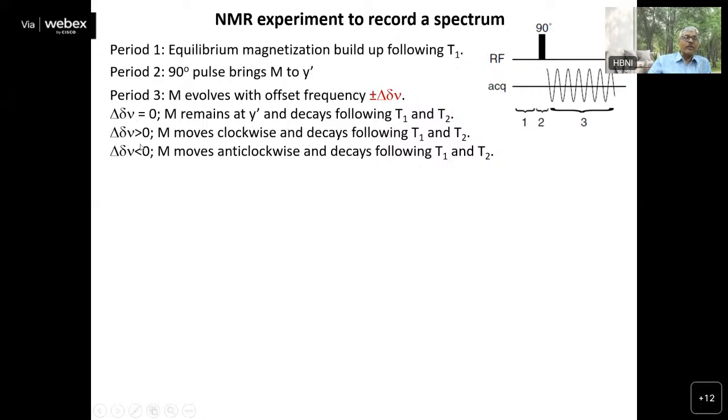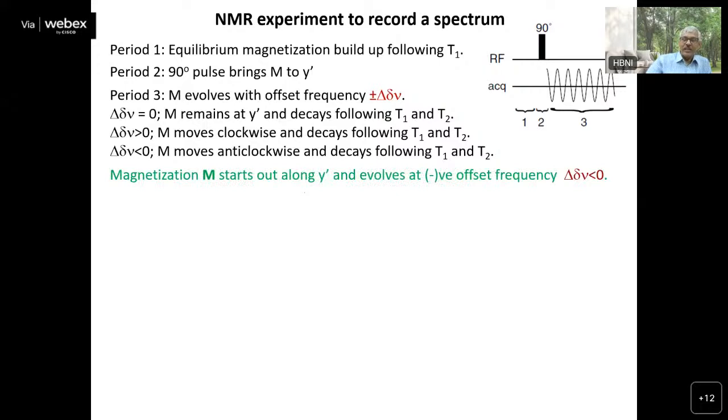Now let us say this delta nu is more than 0. That means it is moving faster than the rotating frame. So if it is moving faster than the rotating frame, you will see a clockwise rotation of this magnetization, and that will also decay following T1 and T2. The other situation is that the offset is less than 0. That means it is moving slower than the rotating frame, so it will move anti-clockwise as time progresses, and will also decay following T1 and T2.